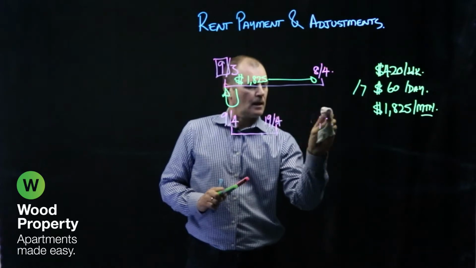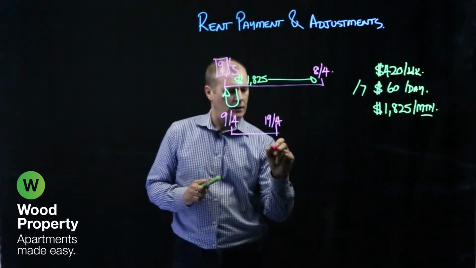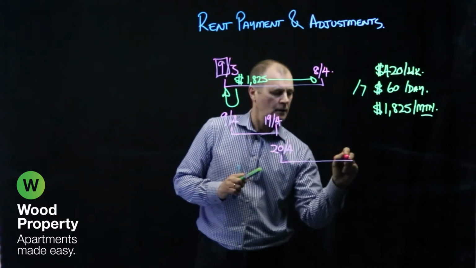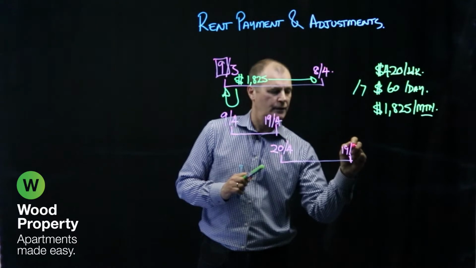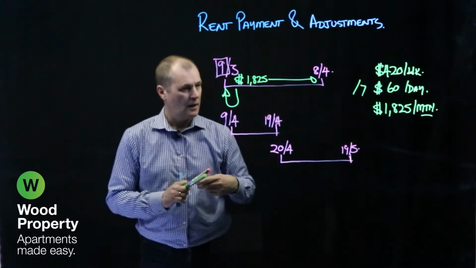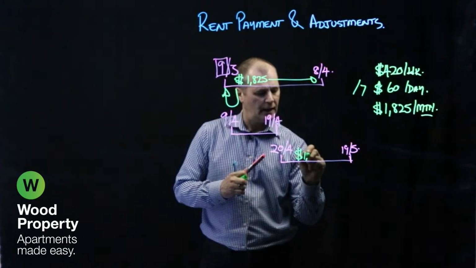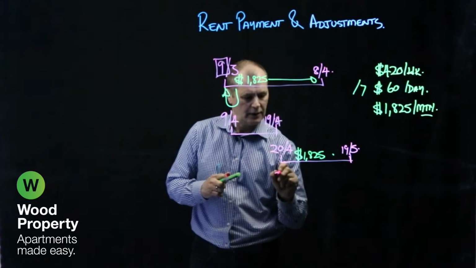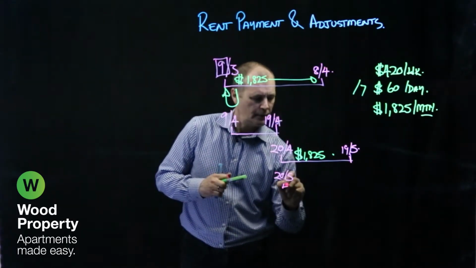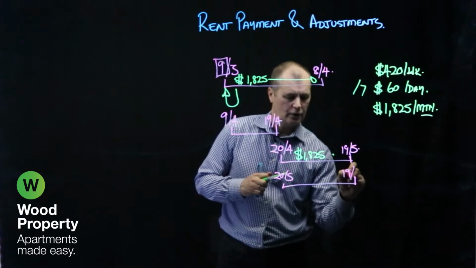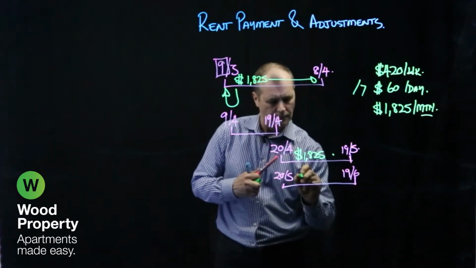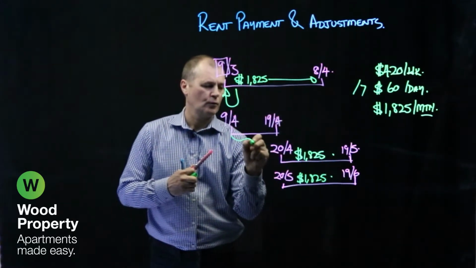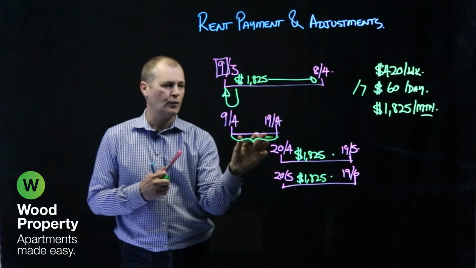And then the rent for the balance of the lease will be paid on the 20th of each month up to the previous day of the following month. And that amount will obviously be $1,825. And that continues to be paid on the 20th of each month for the duration of the lease. But as you can see, we've left a little gap here of where the rent hasn't been paid.